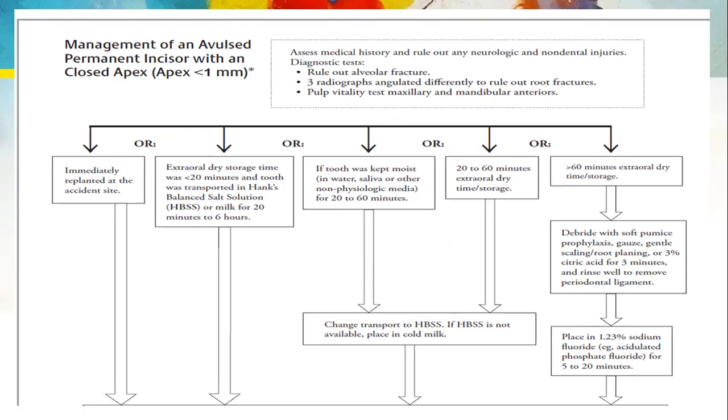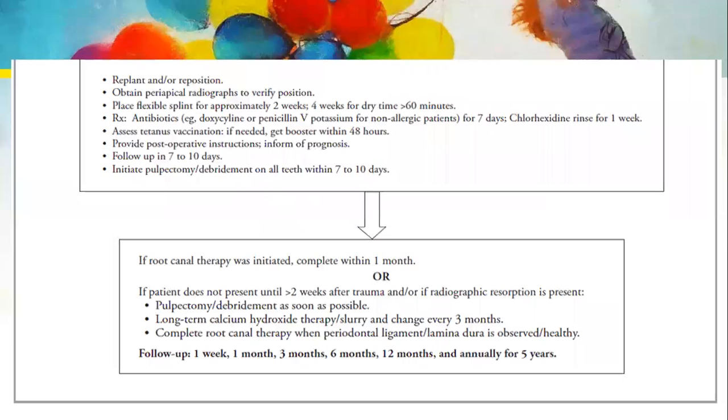Here also we have to do the same procedure: debride with soft gauze. You have to remove all the dead cells gently with scaling or root planing. Otherwise, you can dip this tooth into 3% citric acid for 3 minutes and rinse well to remove the periodontal ligament. After that, place it into 1.23% APF for around 5 to 20 minutes. After that, replant or reposition the tooth inside the socket.